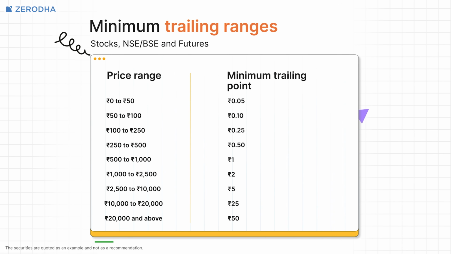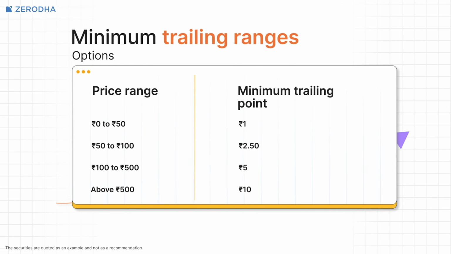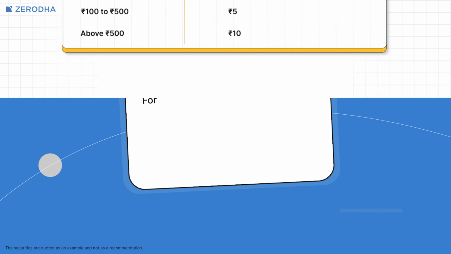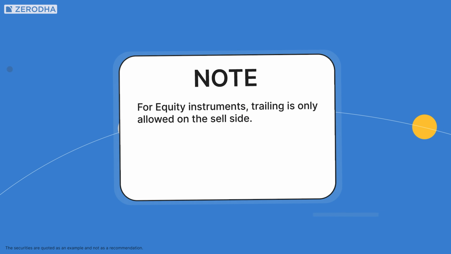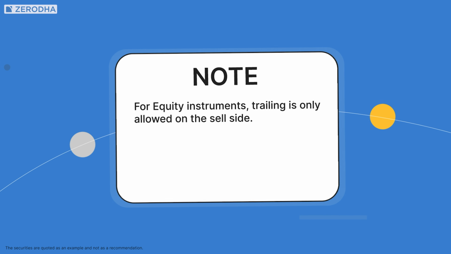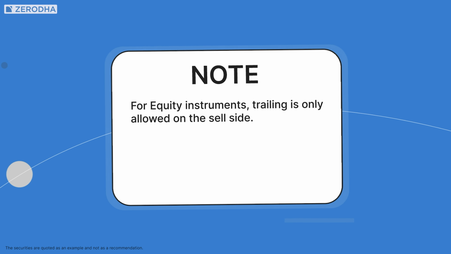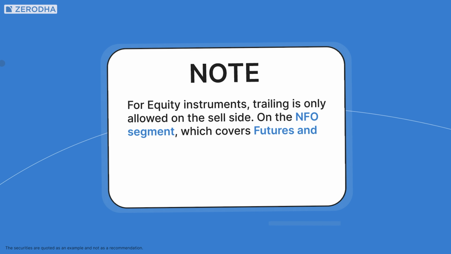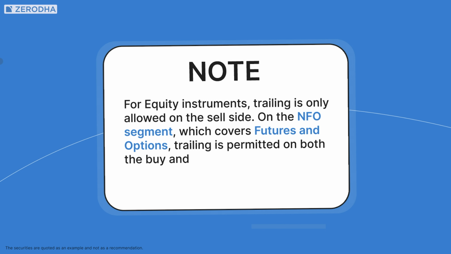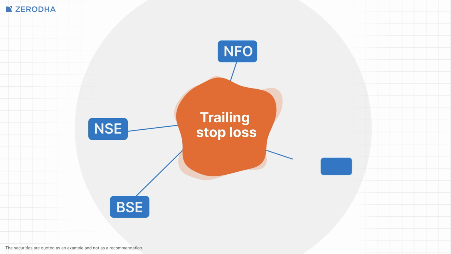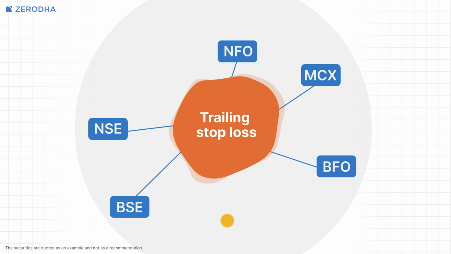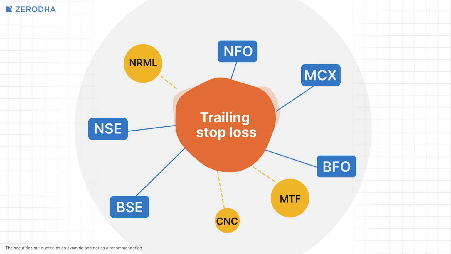The minimum trailing point depends on the price of the instrument and its segment. For equity, TSL is available only for sell GTTs. This means it can be used to protect long equity positions but not for buy GTTs. For F&O, it is available for both buy and sell GTTs. TSL is supported across NSE, BSE, NFO, BFO and MCX. It works with CNC, MTF and NRML product types.